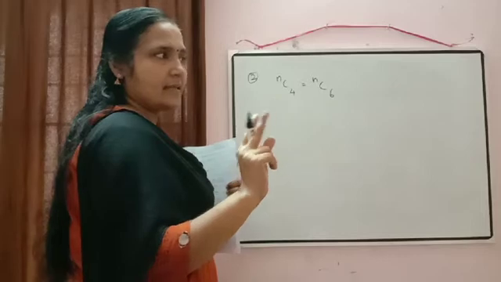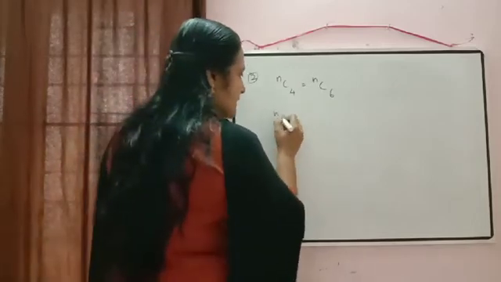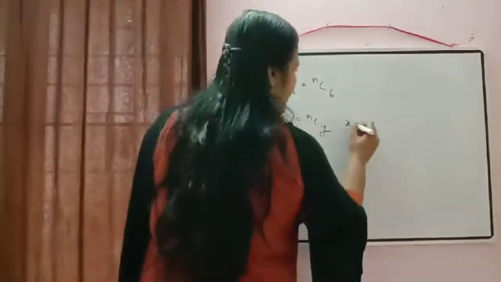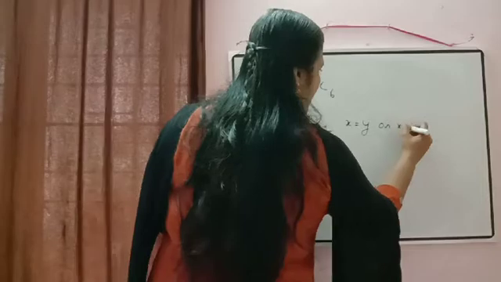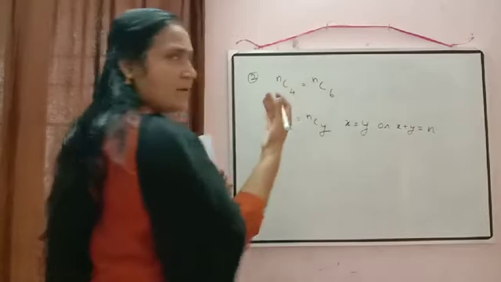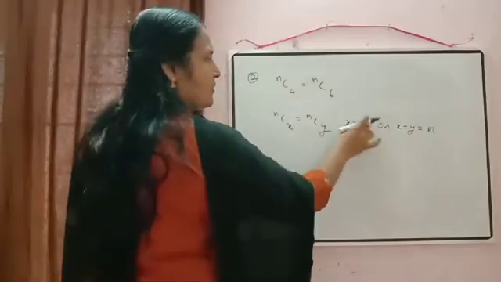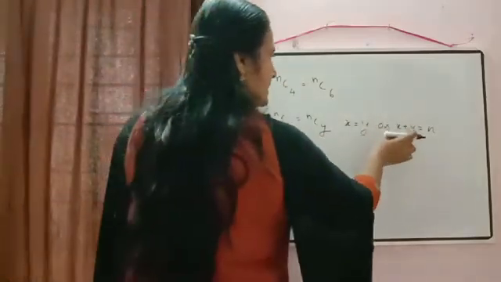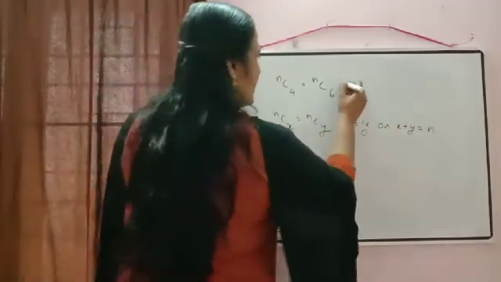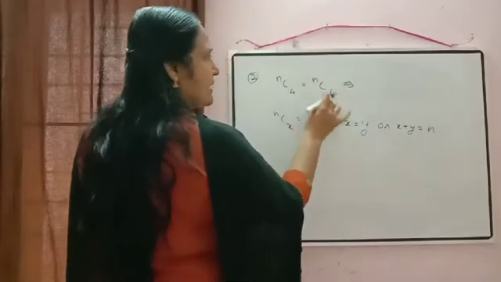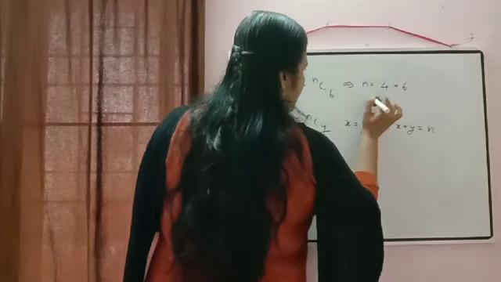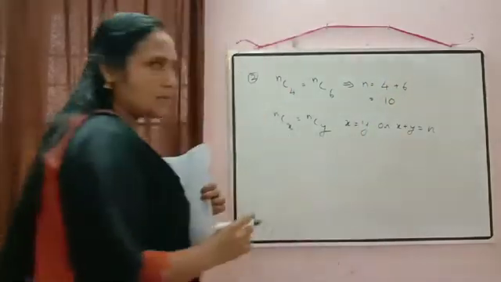Then two conditions are there, from the property which we studied: if NCX is equal to NCY, then either X is equal to Y, or X plus Y is equal to N. Here you can check these two numbers are not equal, so this property we cannot use. The remaining possibility is N equal to X plus Y. So from here, if NC4 is equal to NC6, N is equal to 4 plus 6, so N is equal to 10.